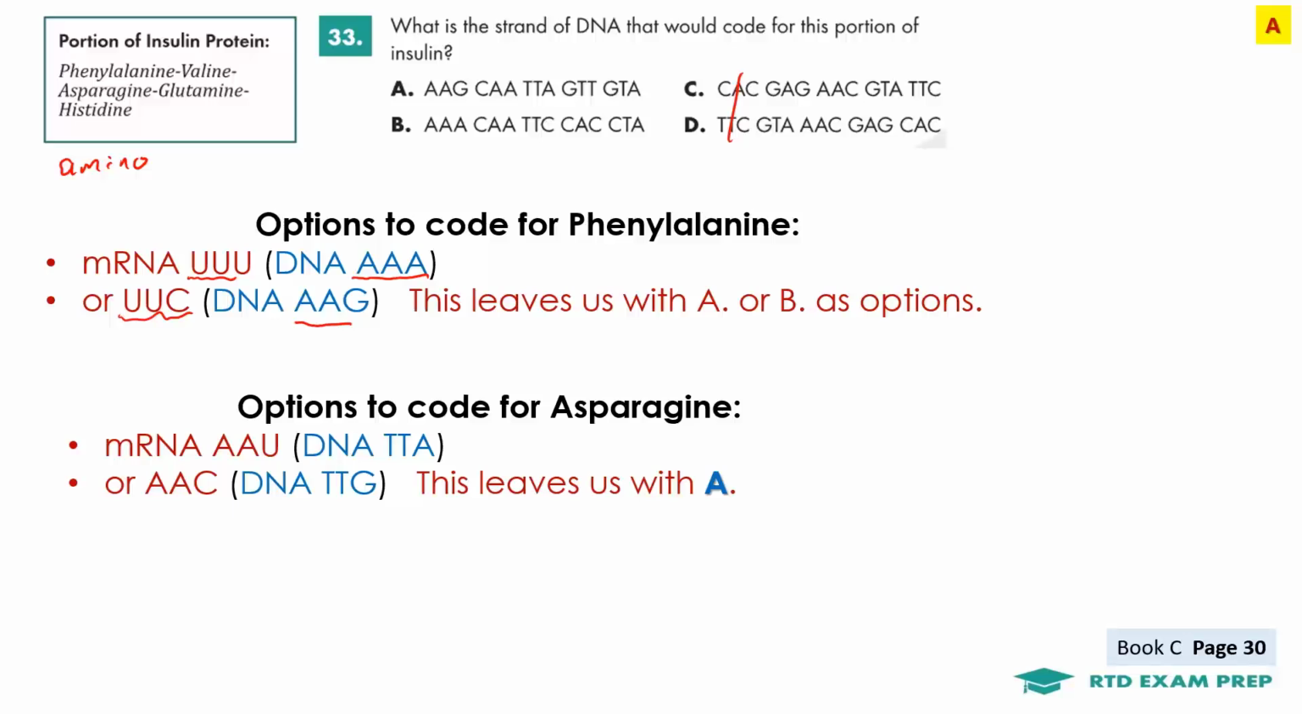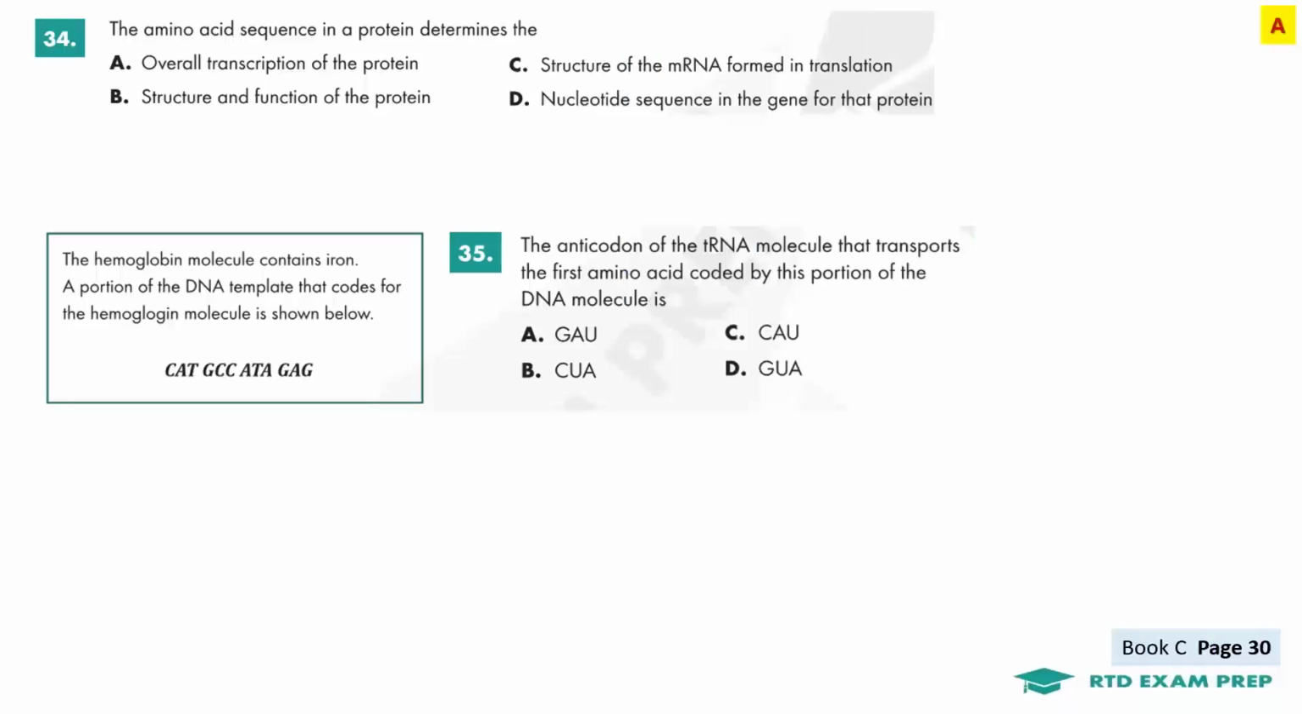We continue, and we go to asparagine. The valine was no different, because notice, CAA, CAA. I jump to this one because I see TTA and TTC. So AAU codes for TTA, that works. Or AAC codes for TTG, we don't have that choice. So therefore, our answer in 33 is A. Question 34. The amino acid sequence in a protein determines. So what does amino acid sequence do? You're building a protein.